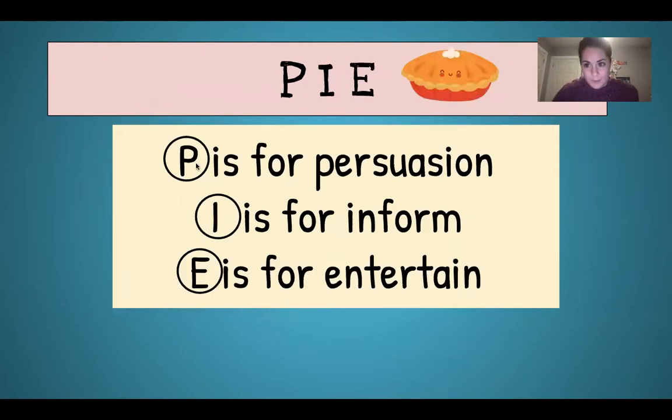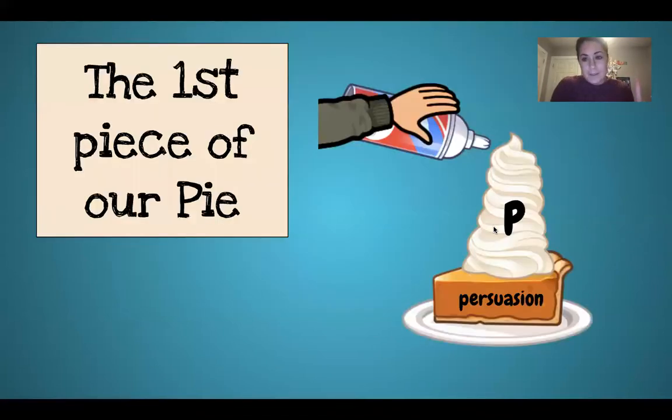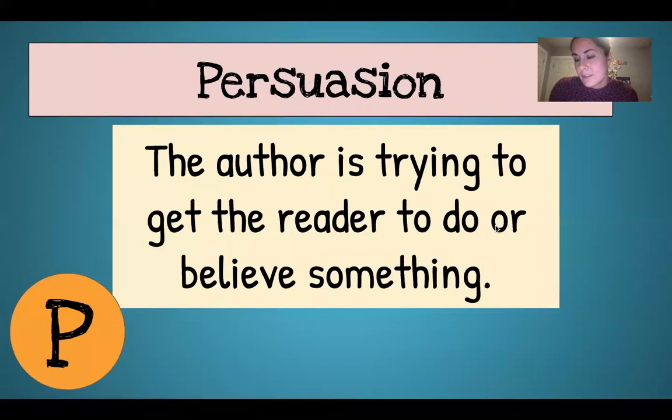P is for persuasion, right? Persuading someone. I is for inform, and E is for entertain. So let's take a look at the first piece of pie of review. P for persuasion. The author is trying to get you, the reader, me, the reader, to do or believe something, or not to do something, right? They're trying to convince you of something, trying to get you to believe in something. We talked about the story that was like, if you're going to bring an alligator to school, don't, right? So the author is trying to persuade you not to bring an alligator to school. It wouldn't be a good idea.